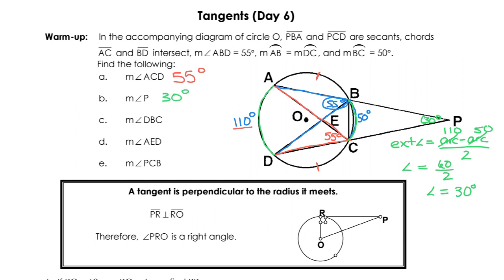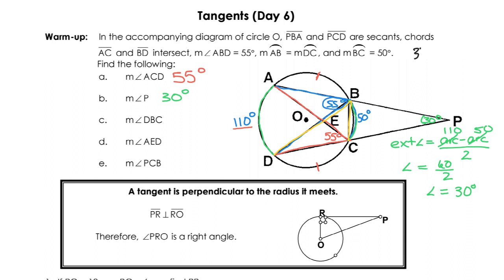Okay. Part C, angle DBC, D to B to C. That is also an inscribed angle, but we're missing the arc. However, if you guys remember from what they gave us, these two arcs here that are equal, they're the only two arcs missing from our circle.